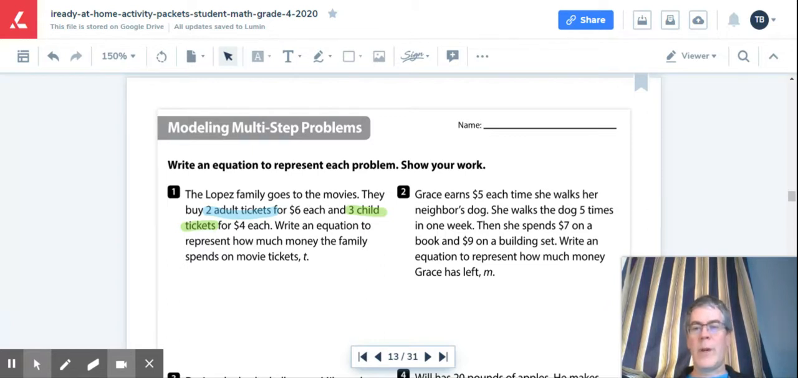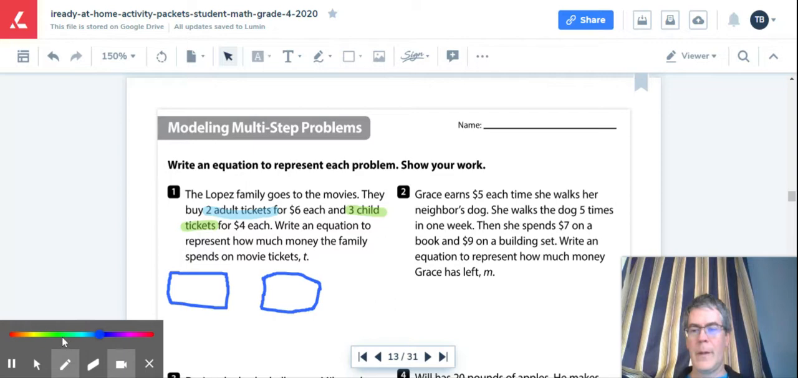Now, it asked me to write an equation to represent how much money the family spends on movie tickets, T. So when we write our equation, T is going to stand in for the total cost of our movie tickets. So one way to approach this is that we can draw a picture, as I said, to represent what we're doing. So we have 2 adult tickets, and then we're going to have 3 child tickets.